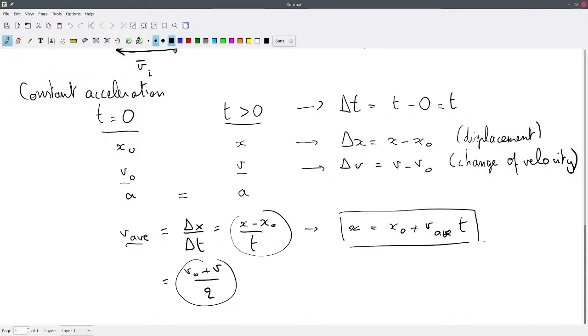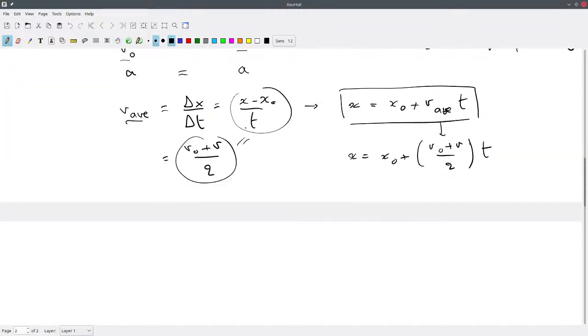If we now look at both of these, we can plug in the average velocity into this equation. So x is x0 plus (v0 plus v)/2 times the time. Now we've written the average velocity in terms of the initial and final velocity. That will be another equation that we'll want to keep in mind.